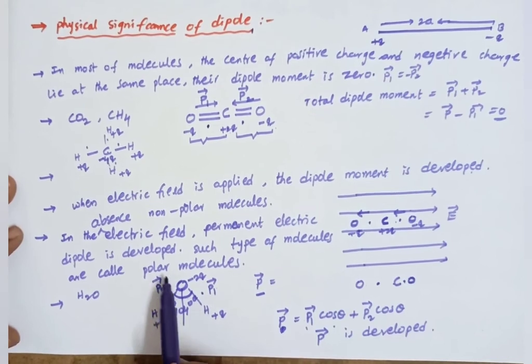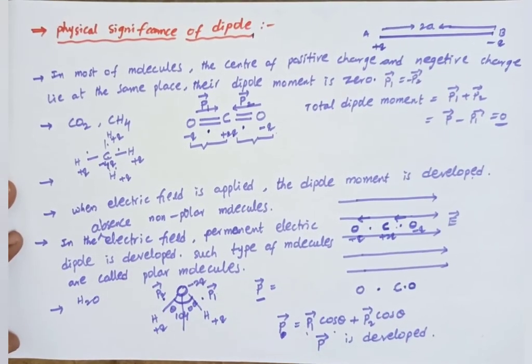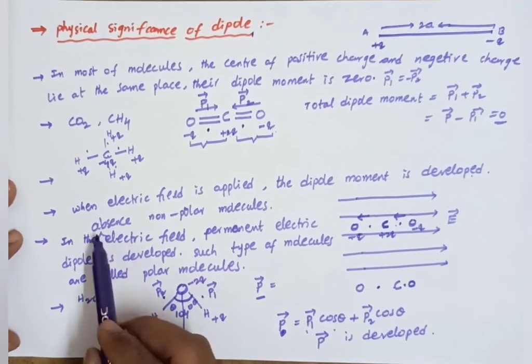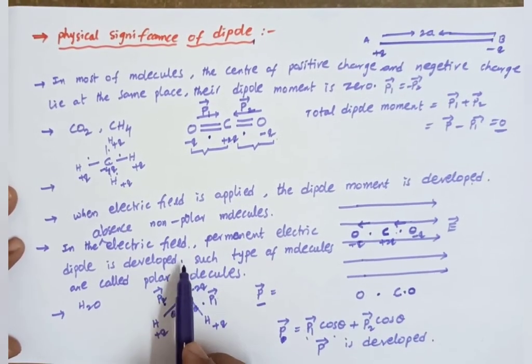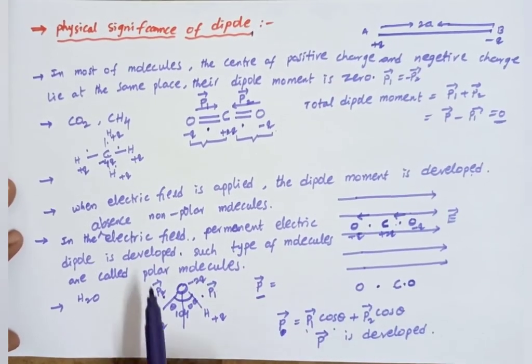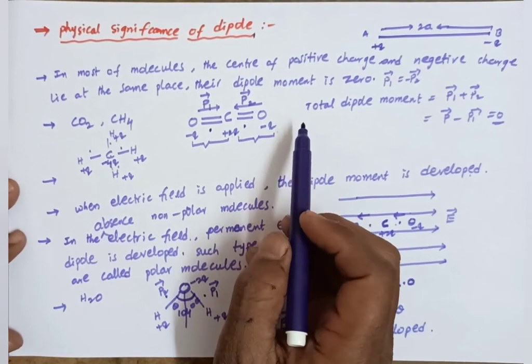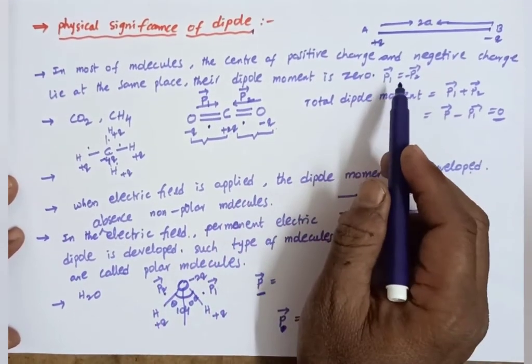This is about the polar molecules. In the polar molecules, in the absence of electric field, a permanent electric dipole is developed. Such type of molecules are the polar molecules. In the non-polar molecules, in the absence of electric field, the total dipole moment is zero.